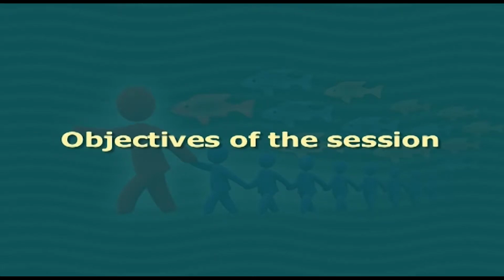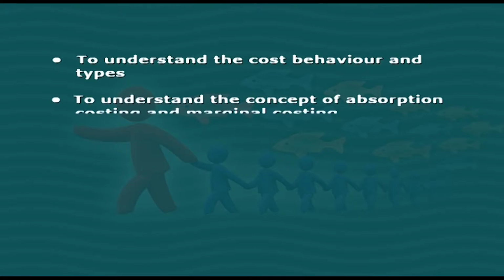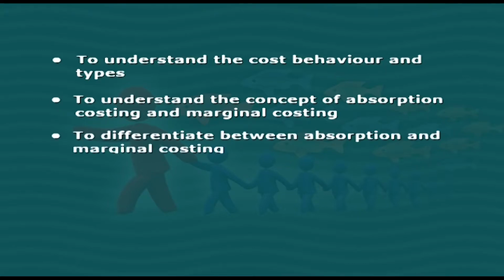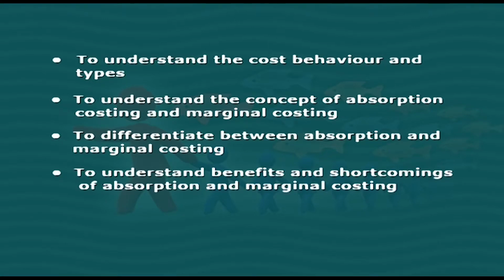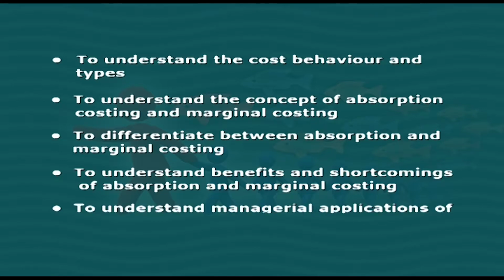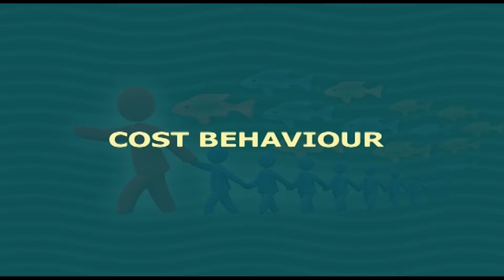Now let me explain to you the objectives of the session. The objectives of the session are to make you understand the cost behavior and types, to make you understand the concept of absorption costing and marginal costing, to differentiate between absorption and marginal costing, to make you understand benefits and shortcomings of absorption and marginal costing, and also to make you understand managerial applications of marginal costing. Let us start with cost behavior.